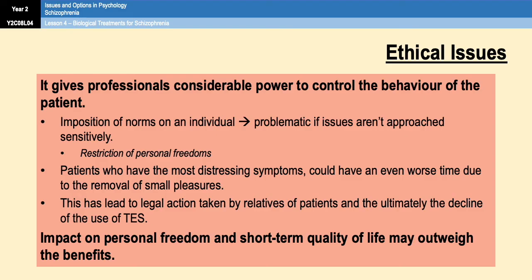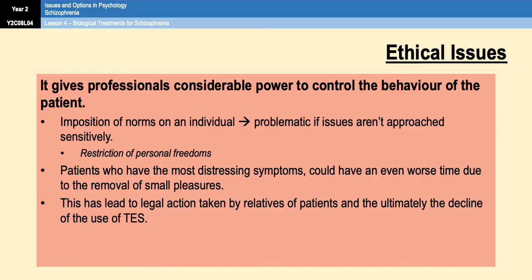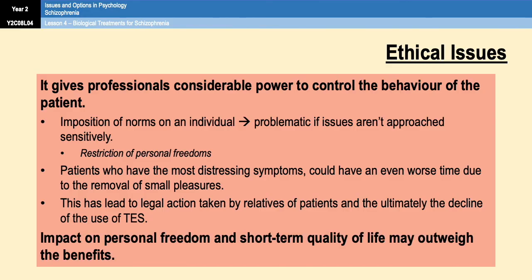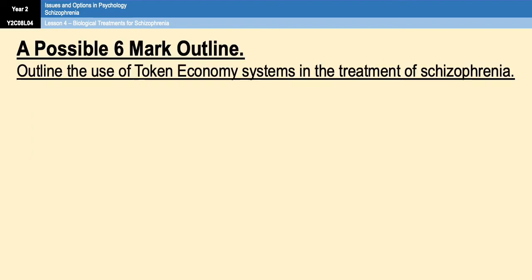Okay, so it creates this almost element of discrimination towards the patients who experience the most distressing forms of psychiatric conditions. So that's led to things like legal action being taken by relatives of the patients, and ultimately the decline of the use of token economies. So that means that the impact on personal freedom and the impact on the short-term quality of life might outweigh the benefits that could come from using a token economy system.